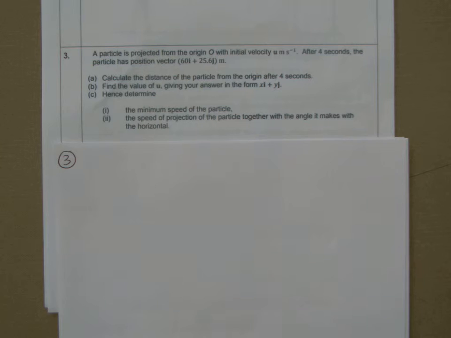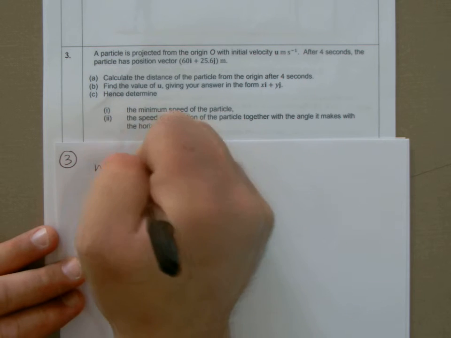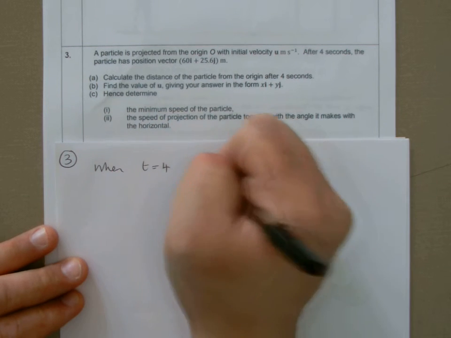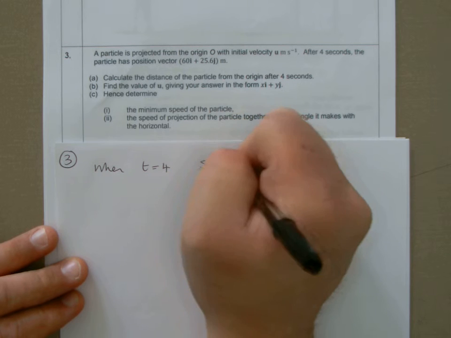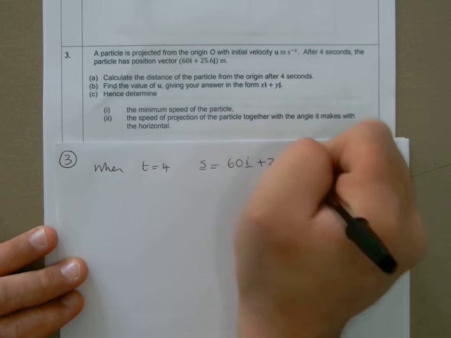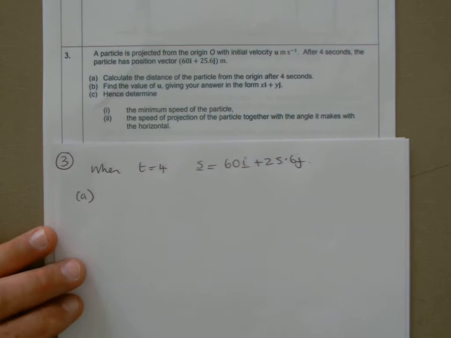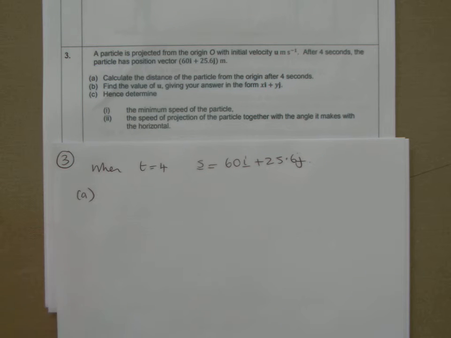So a particle is projected from the origin O with initial velocity u. After 4 seconds, the particle has position vector 60i plus 25.6j. So when t is equal to 4, it has position vector s equals 60i plus 25.6j. So in part A it says calculate the distance of the particle from the origin after 4 seconds.